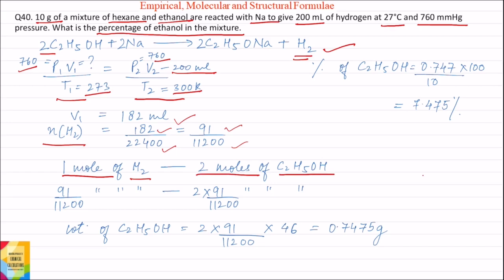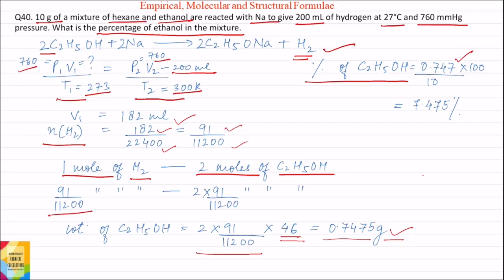Therefore, 91 divided by 11,200 moles of hydrogen will be given by 2 into 91 by 11,200 moles of C2H5OH. Now the moles of C2H5OH are known, and the molecular weight of C2H5OH is 46. So we multiply the moles of C2H5OH by the molecular weight of C2H5OH, and we will get the weight of C2H5OH in the mixture, which is equal to 0.7475 gram.